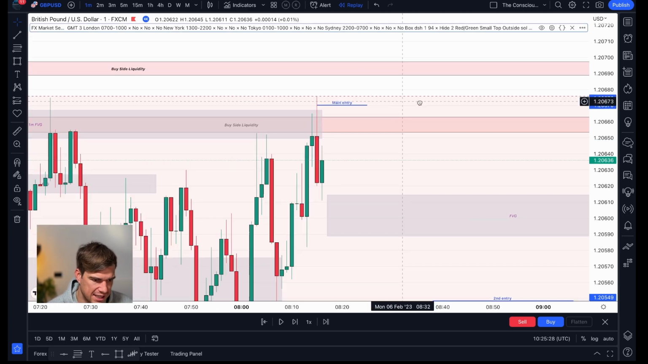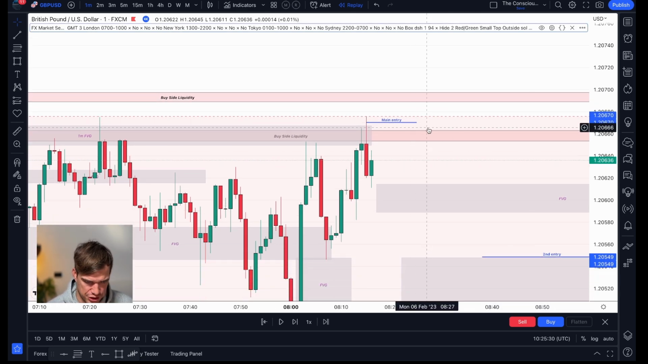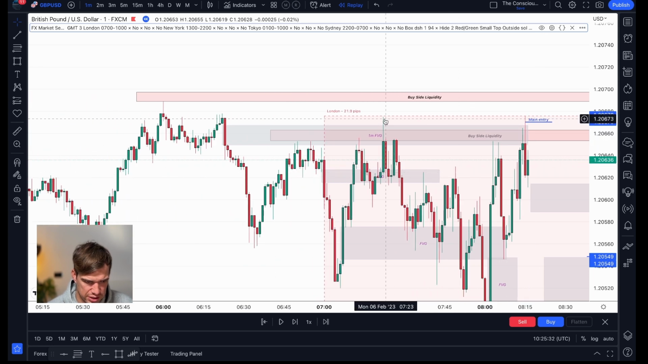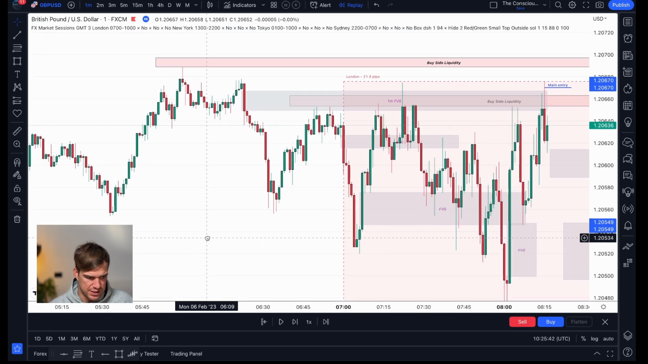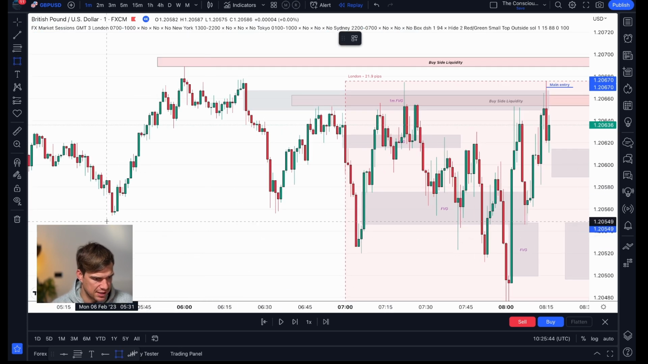Now you will say, where is the structure? The only structure in terms of ICT that you would see is that if you took this break, it came to fill that fair value gap there, so you'd be entered in that to trade down. We had a break of sell side liquidity here. Let's add that sell side liquidity.